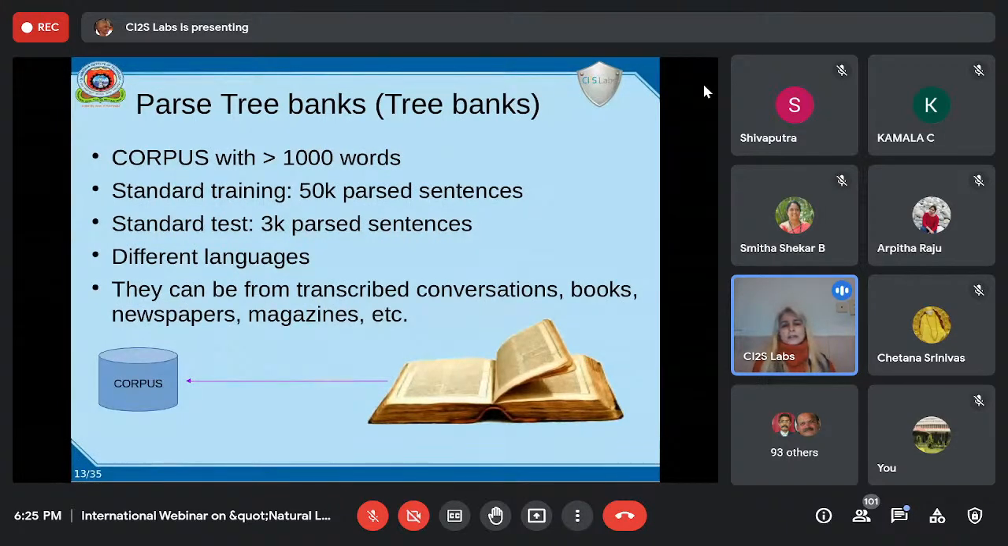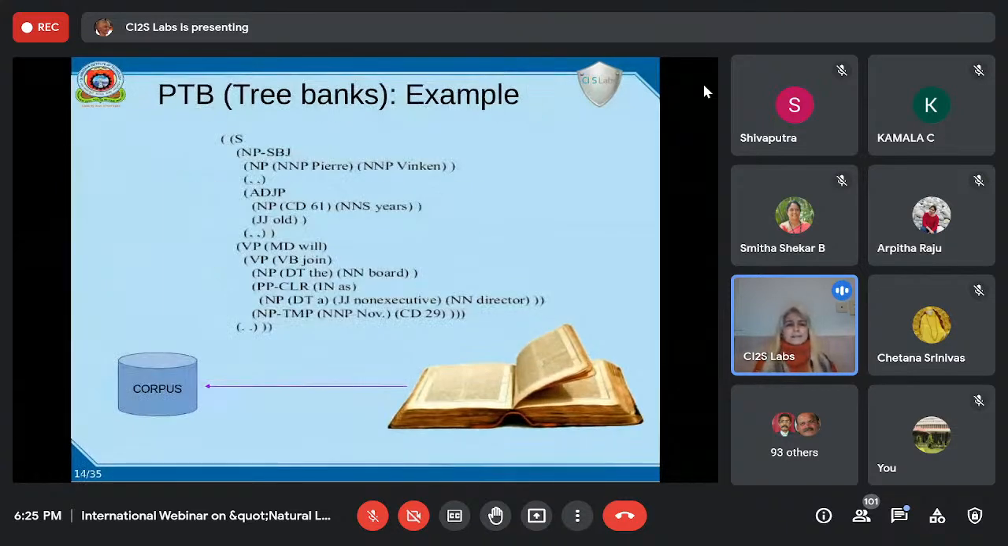A standard test could take about 3,000 parsed sentences. Again, if you have an average of 10 words per sentence, you will need about 30,000 words. So you can get an idea that the size of the parser tree banks needs to be very, very big. So we need very powerful machines and much processing. Usually the information, the parser tree, even any other corpus, are transcribed conversations, books, newspapers, magazines, even posts in social media, etc. You can gather any information that is useful here.